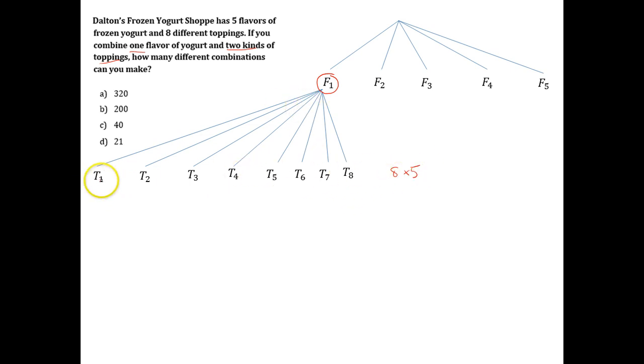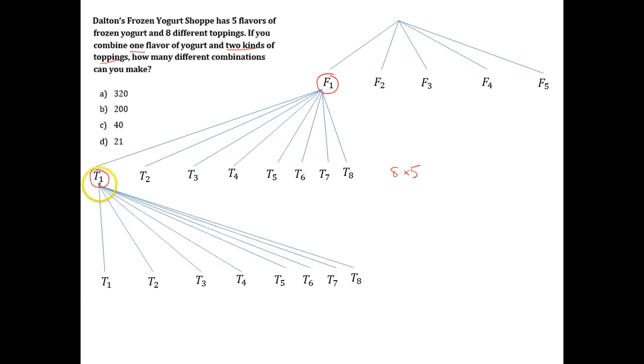Now if I start from one of these outcomes, flavor 1 and topping 1, I'm going to now pick my second topping. I'm going to have 8 more options for each one of those. So each thing at this level gets 8 more branches coming off of it. So what I have is 8 times 8 times 5, which is 320.